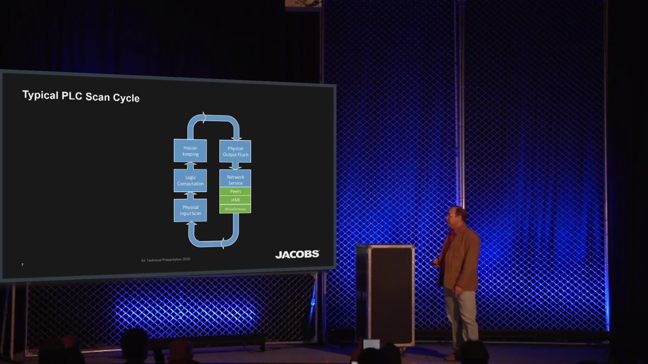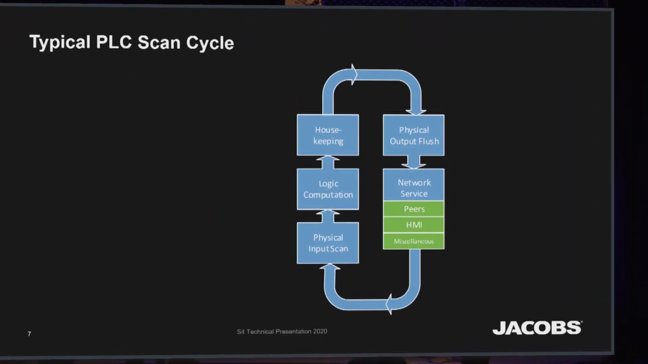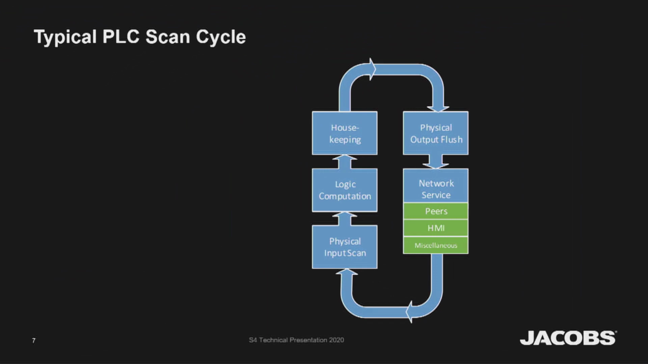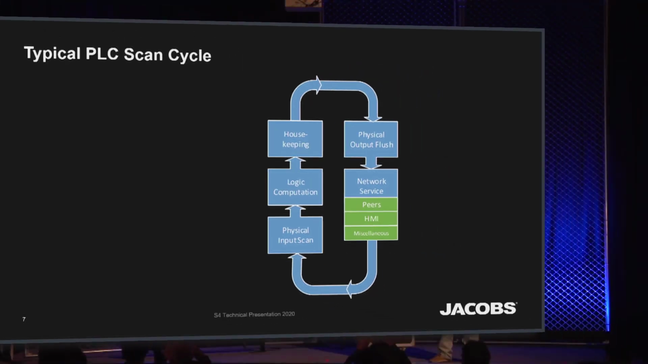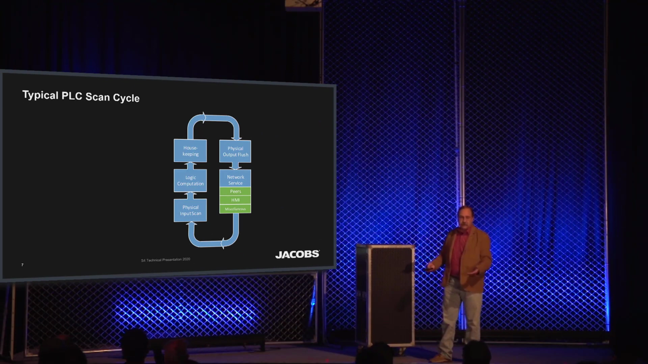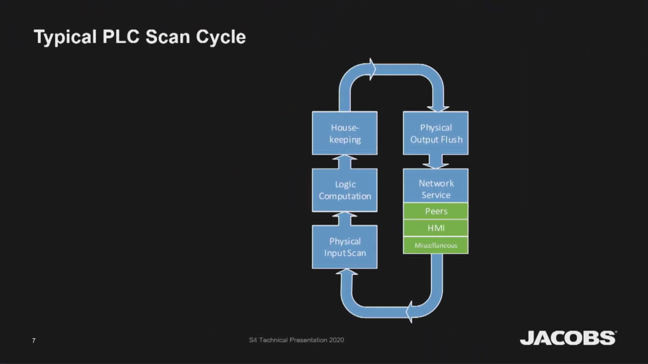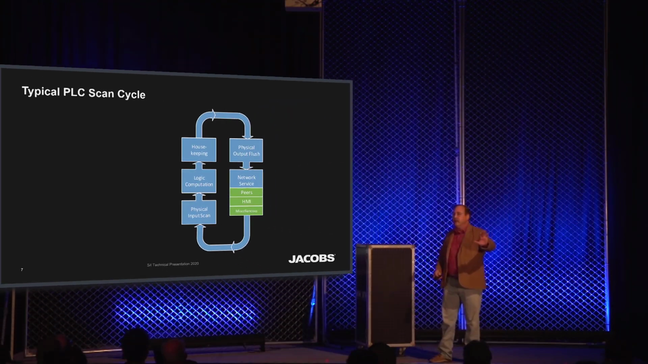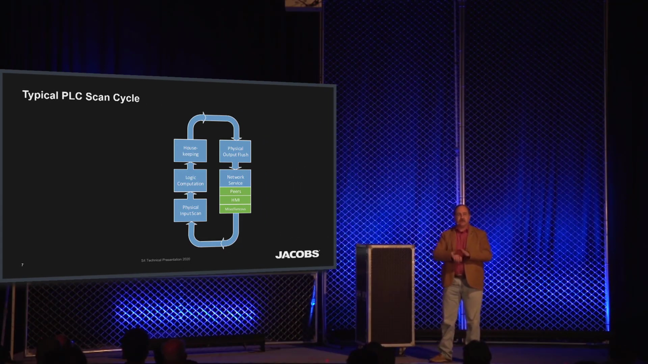Let's move on. The typical PLC scan cycle looks like this. You have your physical input scan here, where you take your inputs. You have your logic computation. You have your housekeeping for keeping track of all the things that go on inside the PLC, like keeping track of counters, timers and other timeouts and things like that. Then when you're done with all that, you go to your physical output flush. That's where you push most of your output. Now, mind you, this is not specific to any particular brand of PLC. This is what they all do.